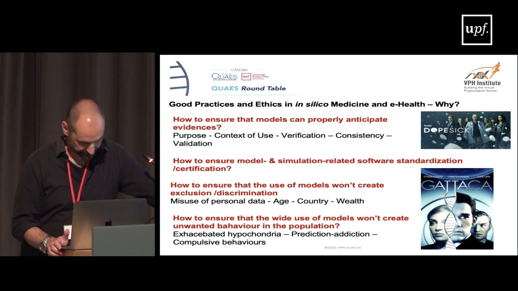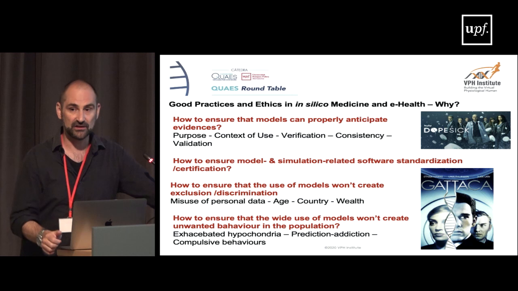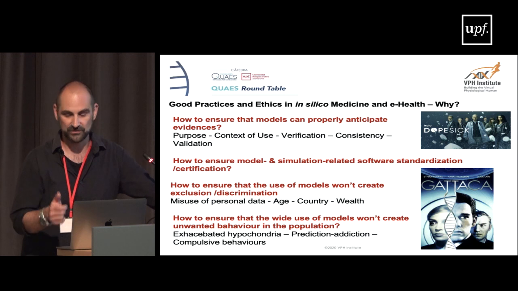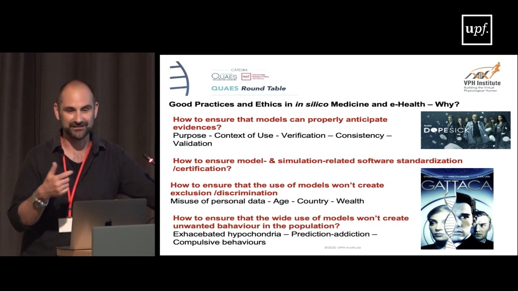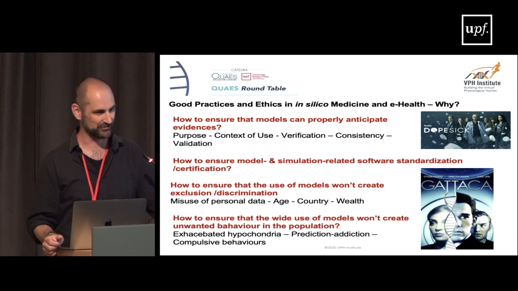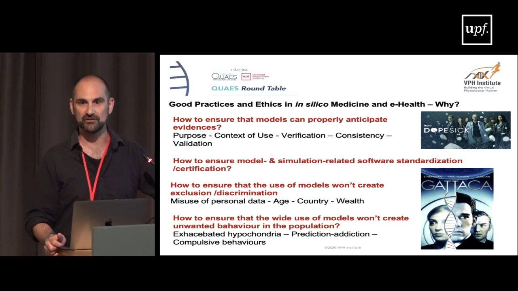How to ensure that the wide use of models won't create unwanted behavior in the population. If you see the compulsive behavior that only a like button can generate on platforms such as Facebook and Twitter, imagine the type of behavior from an app where you can constantly monitor your constants, and these constants are constantly related with, I don't know, when you will die. Oh, today, great, I have slept well, I have won half an hour of life. Tomorrow it will be 2 hours. And is it desirable to have this kind of application? It might drive people really crazy. So this is another aspect: exacerbated hypochondria, prediction addiction, compulsive behaviors.